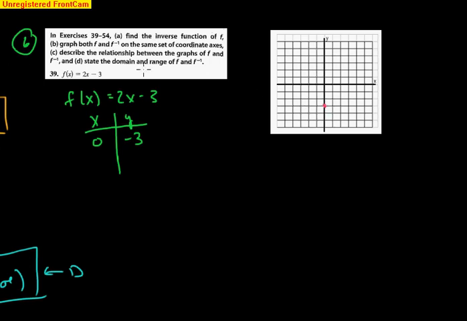If we recognize that this is a line, which I hope you do, then all you need to do is find the second point. Let's plug in 1. 1 times 2 is 2. 2 minus 3 is negative 1. And there's the second point: 1, negative 1. And here's my best job of drawing this line.